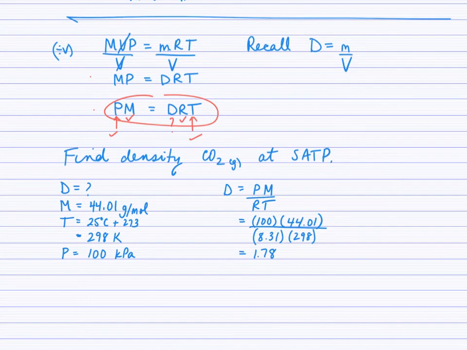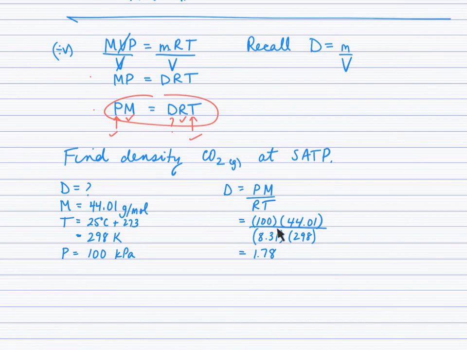Okay, and so you'll see that I've isolated D in the formula, substituted the pressure, molar mass, R, and T, and come up with 1.78. Now I know this 100 looks like 1 sig fig, but it was defined as standard ambient pressure, and so I'm taking all those values to be significant for that reason, so consider that as 3 sig figs.